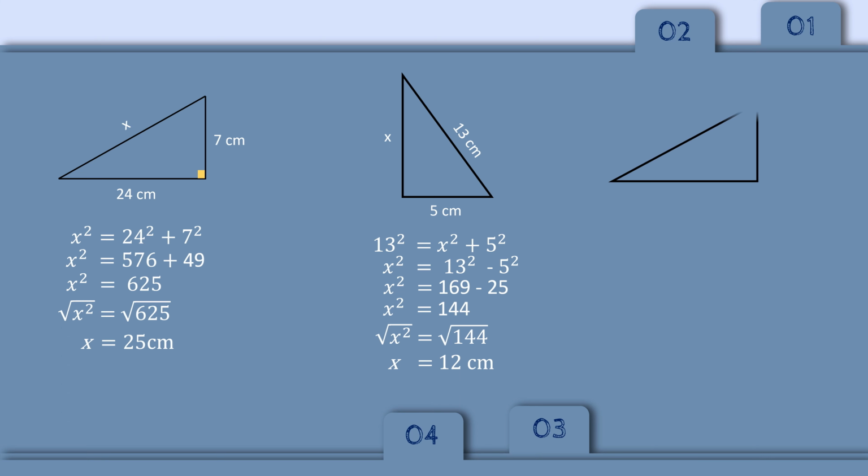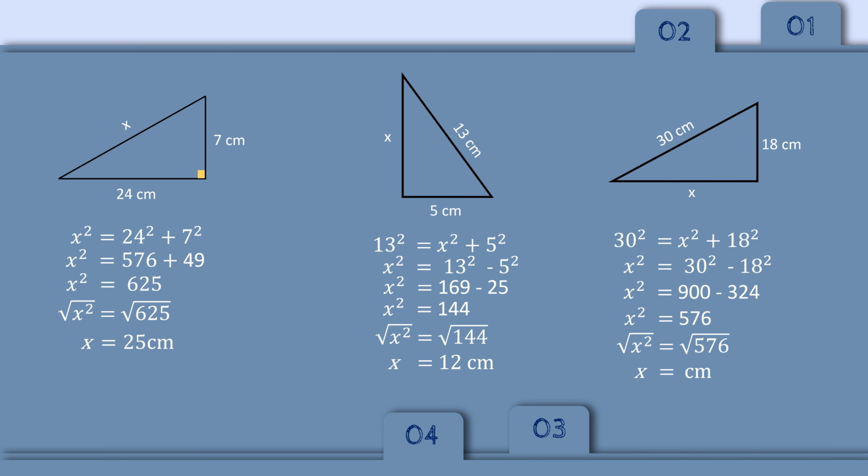In this final example, we will find the missing base of this right angled triangle. We are given the hypotenuse 30 centimeter and altitude 18 centimeter, and let's consider the base x. According to Pythagoras theorem, the square of 30 is equal to the square of x plus the square of 18. In order to find the square of x, we need to subtract the square of 18 from the square of 30, which gives us 576. By taking the square root on both sides, we get x equals 24. So the base is 24.